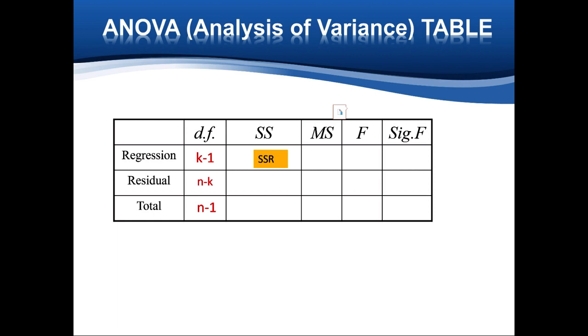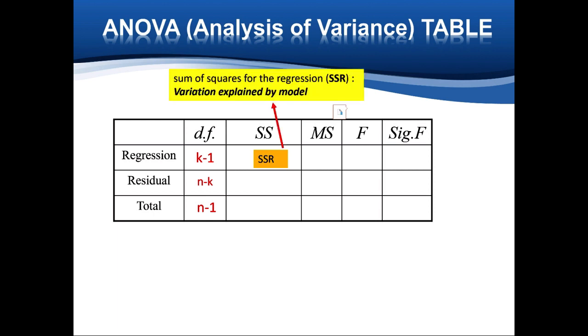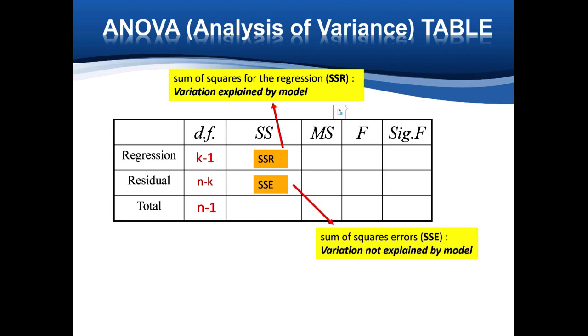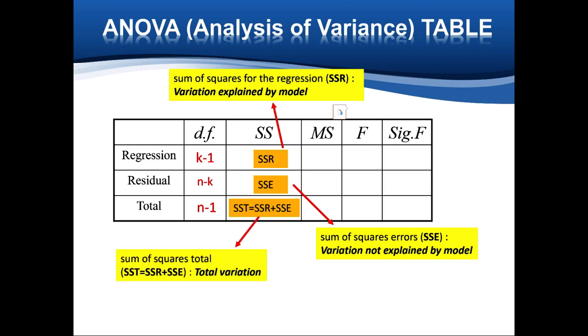Next column, SS, is the sum of squares. Here, SSR is the sum of squares for the regression: variation explained by the model. SSE, sum of squares errors: variation not explained by the model. SST, sum of squares total variation. So SST equals SSR plus SSE.